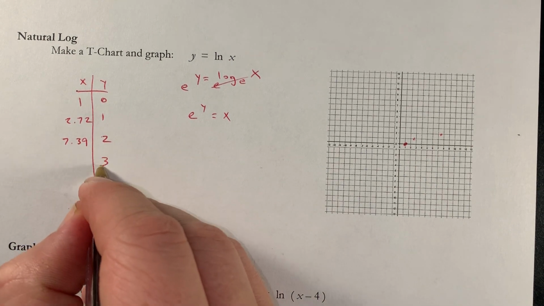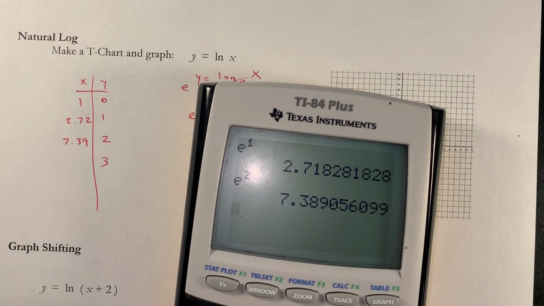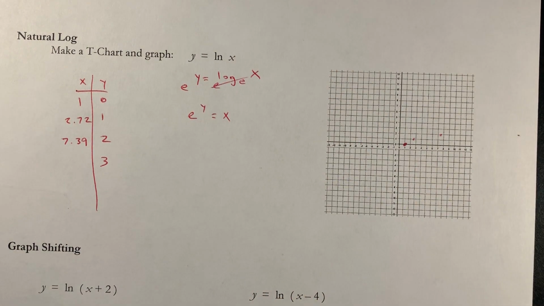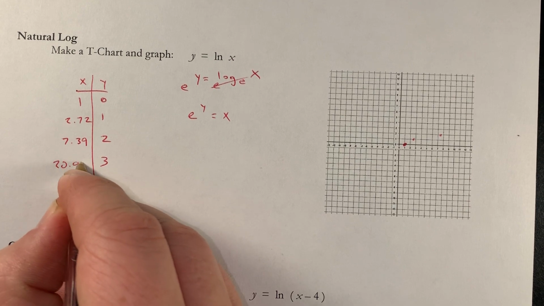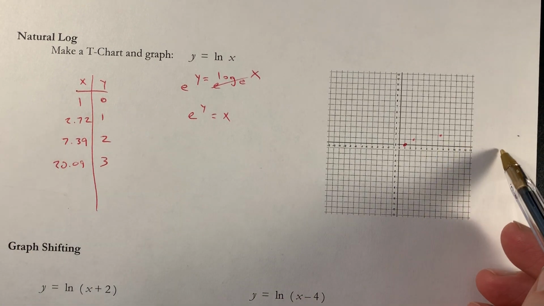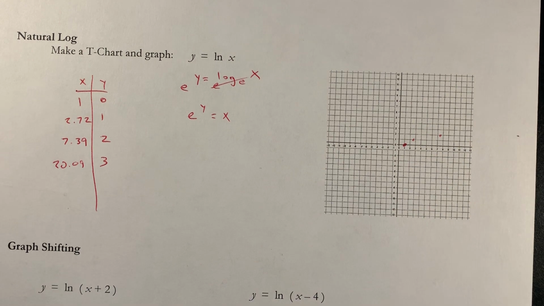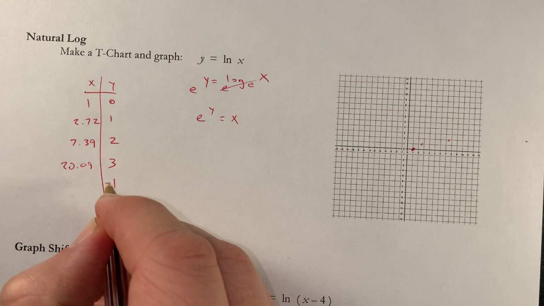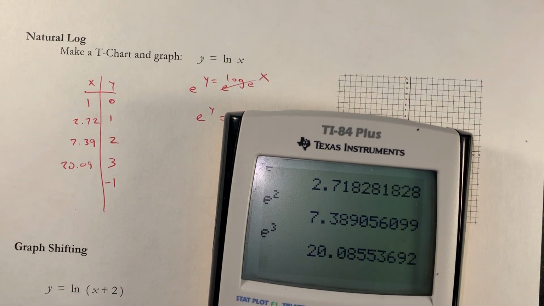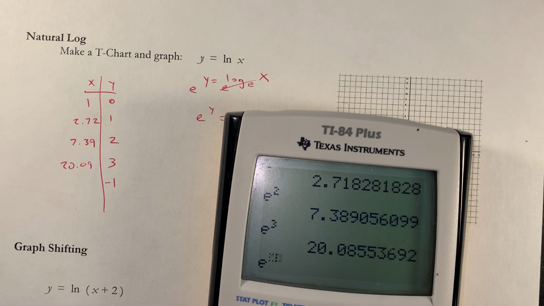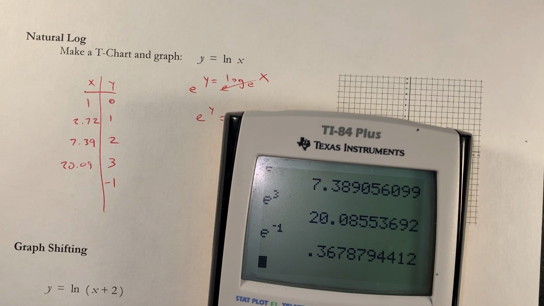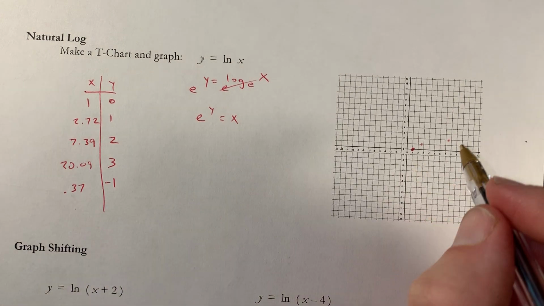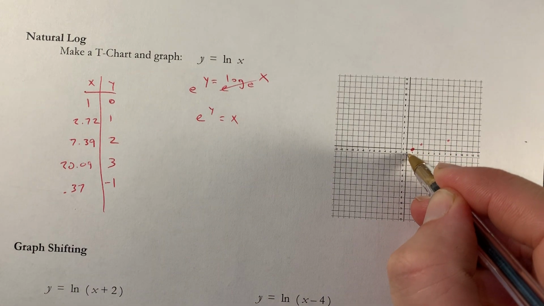Okay, e to the third power, 20.09. Okay, so I've got to go all the way to 20.09 before I can go up 3, and we're not going to be able to go that far. So let's go to negative 1. E to the negative 1 power, 0.37. So 0.37, negative 1. So somewhere around there.